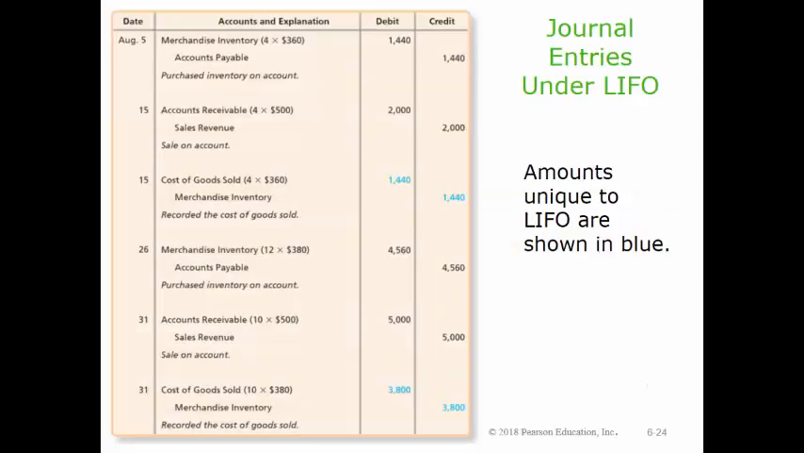For the journal entries on this slide, assume all purchases and sales of inventory are on account. The amounts unique to LIFO are shown in blue for emphasis. On August 5th, Smart Touch Learning purchased inventory of $1,440. The August 15th sale brought in sales revenue, 4 units at $500, of $2,000, and cost of goods sold, 4 units at $360, is equal to $1,440. The August 26th and 31st entries also come from the data in Exhibit 6.5.